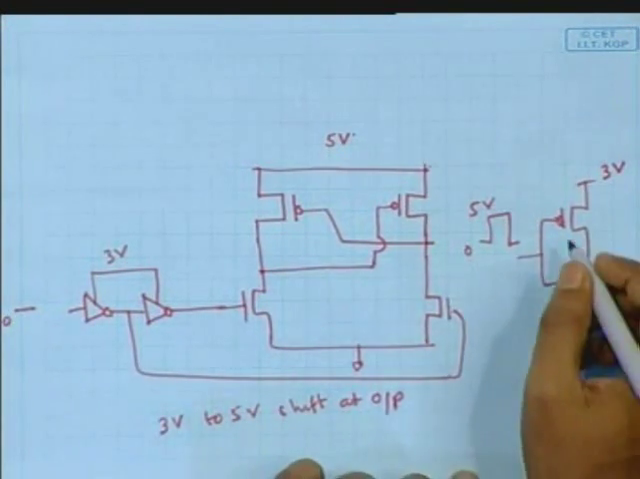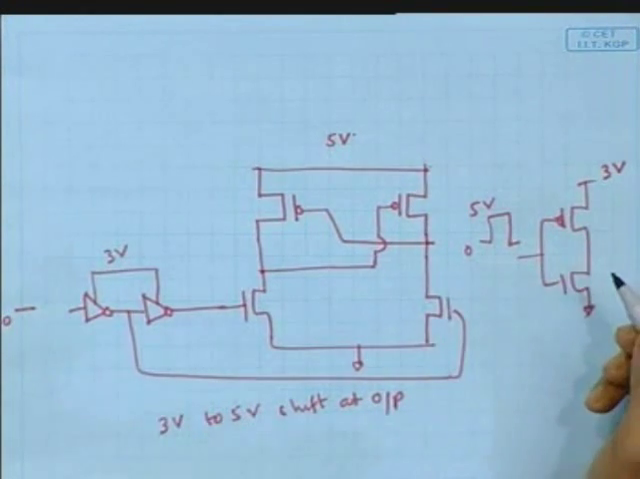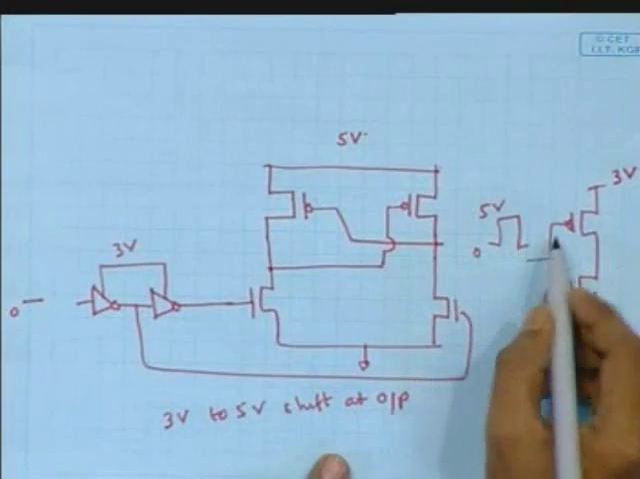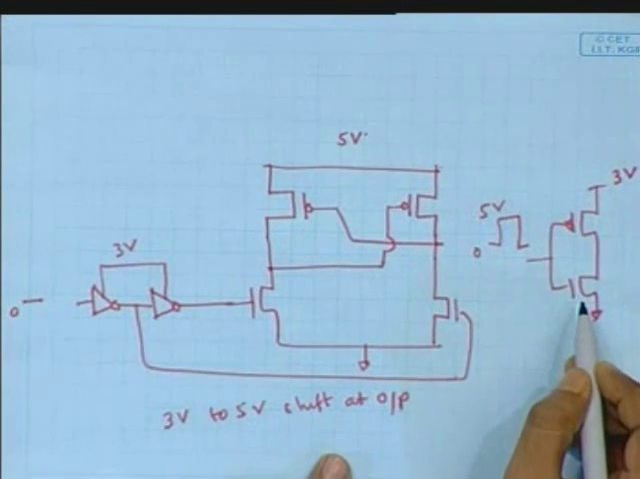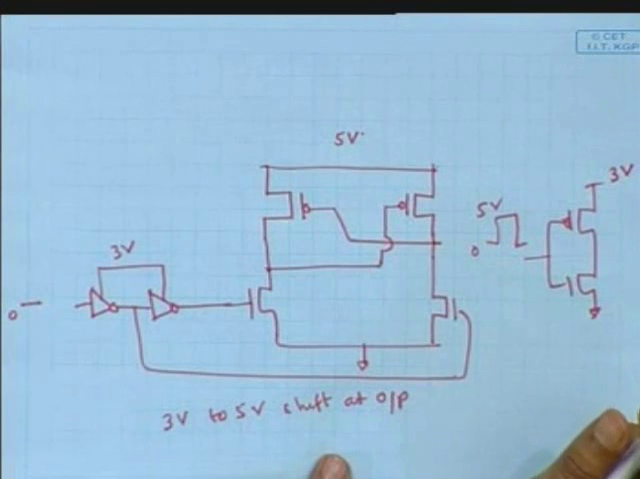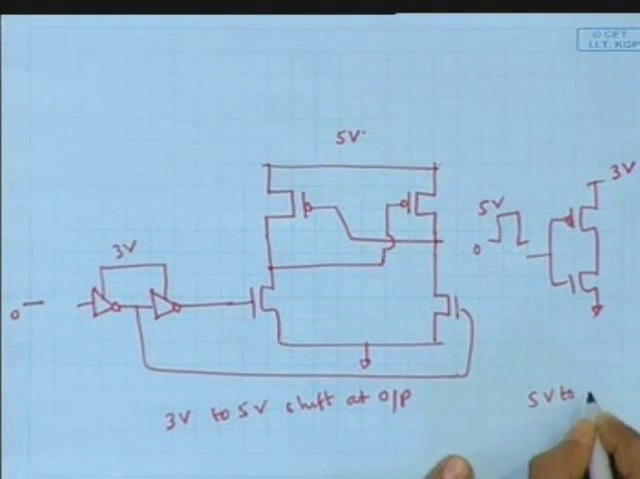That's all. And for this one, we can consider this is 0 to 5 and this is 0 to 3, right? This simple inverter we can use, right? There will be no problem. When 5 volt will be there, this is off. When 0 will be there, this is off. So one transistor will be on at a time. So this is your 5 volt to 3 volt shift.